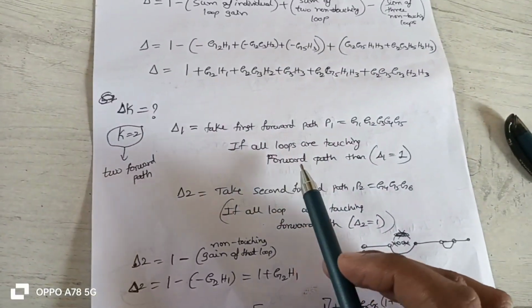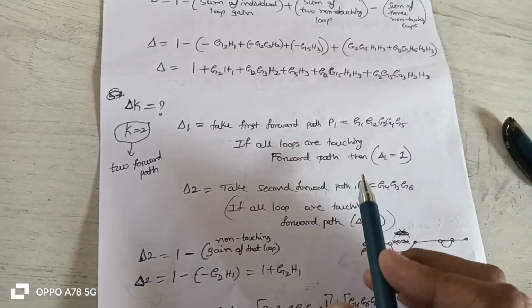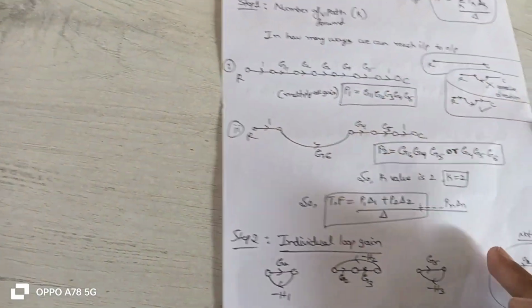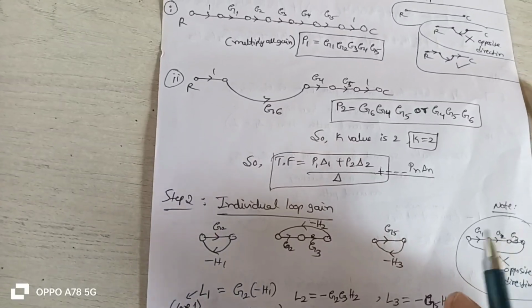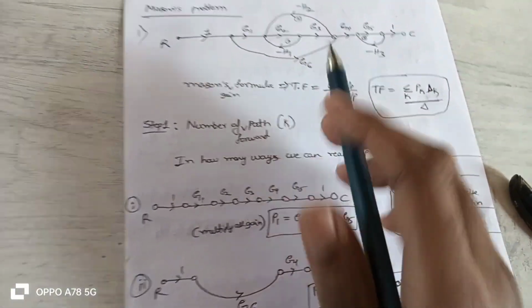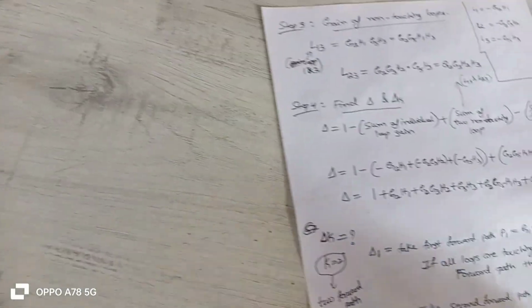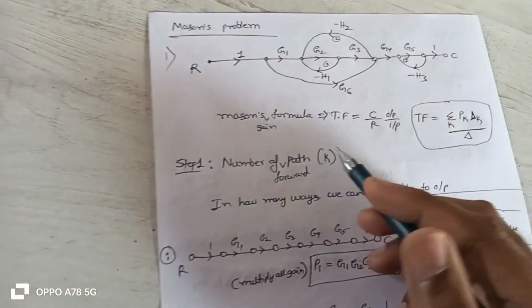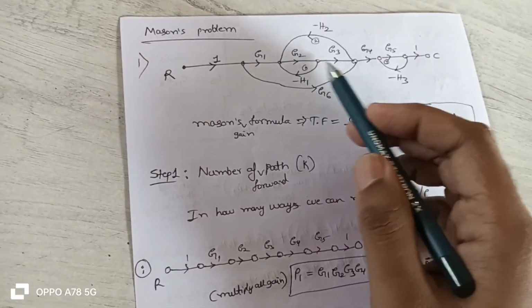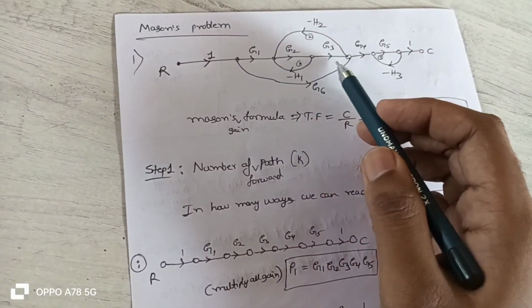If all loops are touching the forward path, then delta 1 is equal to 1. Here all the loops are touching the forward path. You can see here it is touching, here it is touching, here it is touching. So delta 1 is equal to 1.